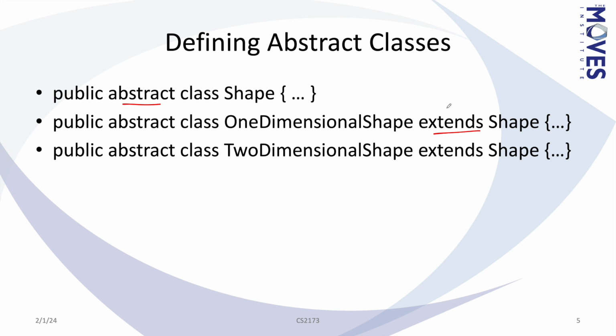I can't extend more than one. I only have one direct parent. I can't have multiple ones. And that's something that's different from C++, which allowed multiple ones.